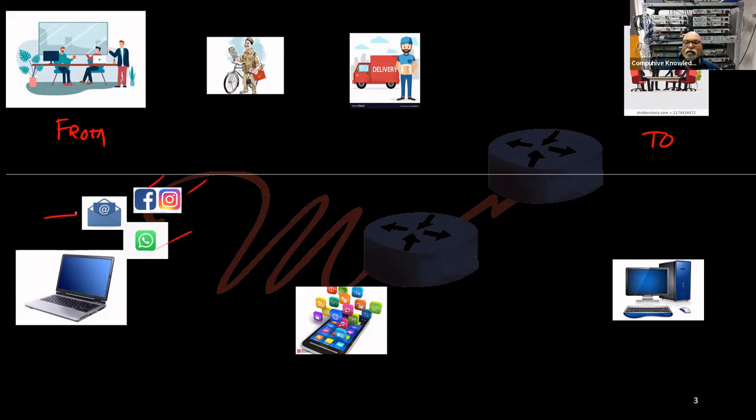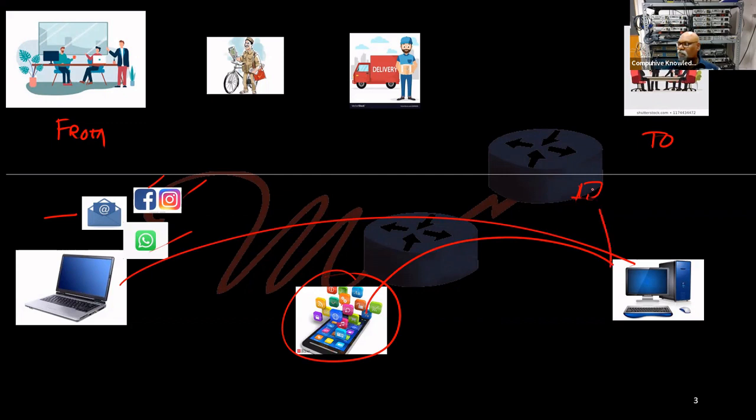Same way, in your system, you use a mail application or Facebook or Instagram or WhatsApp or any other application, or in your mobile phone, you have a load of applications. So the communication is from here to here, say a WhatsApp message to another phone. So it has to go to a particular WhatsApp server and then go there. So from and to, right? There should always be a from and to address. Simple common sense.